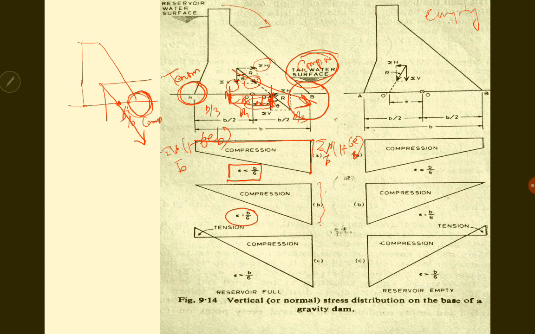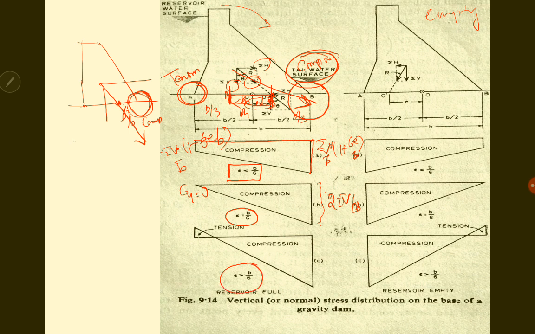The toe area will be completely in compression and sigma y here will be equal to 0. This value will be equal to 2 sigma v by b. Now, let us consider the next condition, that is e is greater than b by 6.